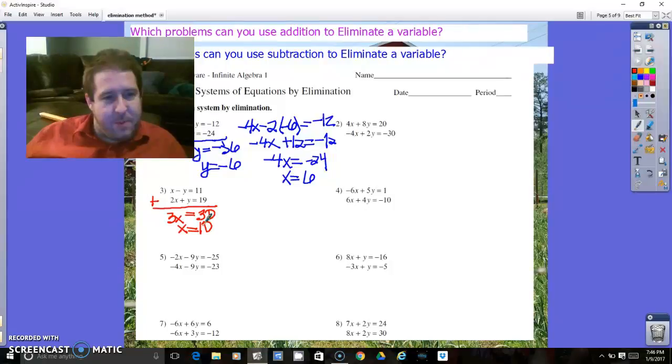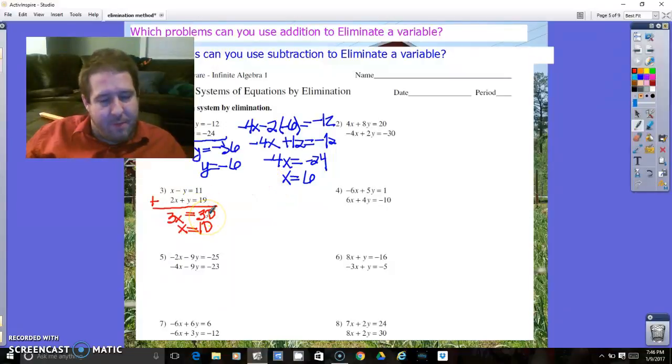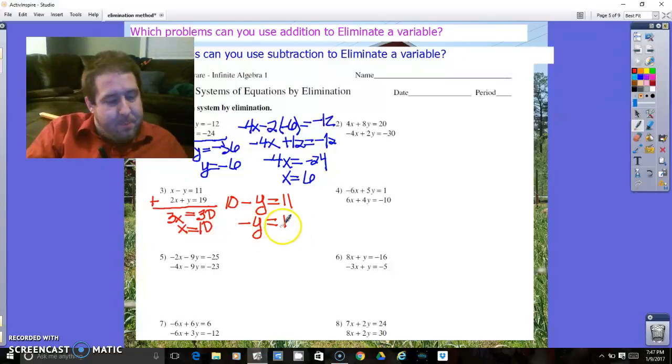Now, I would like to spend a little bit more time on this video going through the process. So I'm going to stop finding the other variable because if you watch the other video, you probably already know how to do that anyway. So if you take x equals 10, plug it back in. Maybe I'll do it one more time. If I plug it into the top equation, that's 10 minus y equals 11. Subtract 10 from both sides means negative y is 1. And multiply both sides or divide both sides by negative 1. Doesn't matter because they'll give you the same result.